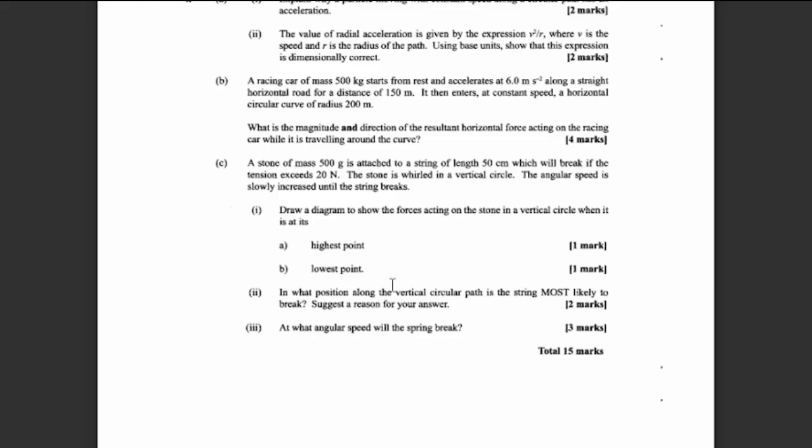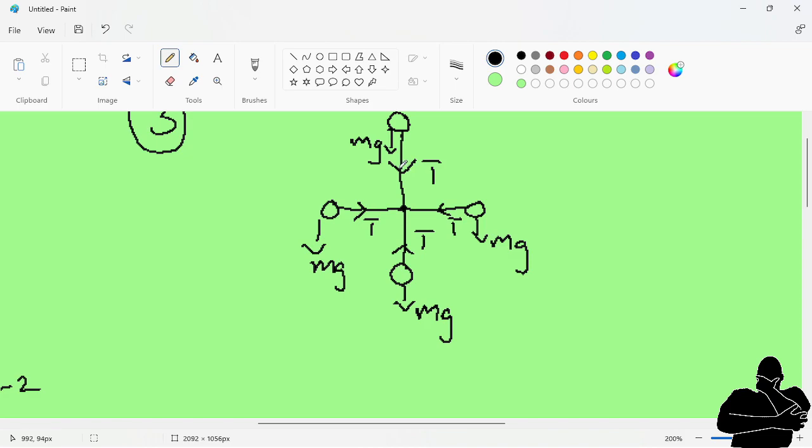In what position along this vertical circular path is the string most likely to break? Suggest a reason for your answer. The forces that are acting to keep the stone moving towards the center of the circle vary depending on where in the circle you are at. At the highest point, the forces are the tension and the weight. At the sides, directly at the sides, it's just tension. Weight doesn't have anything to do with it because it's acting at a right angle, so weight has nothing to do with this force here. And at the bottom, tension and weight are involved again.